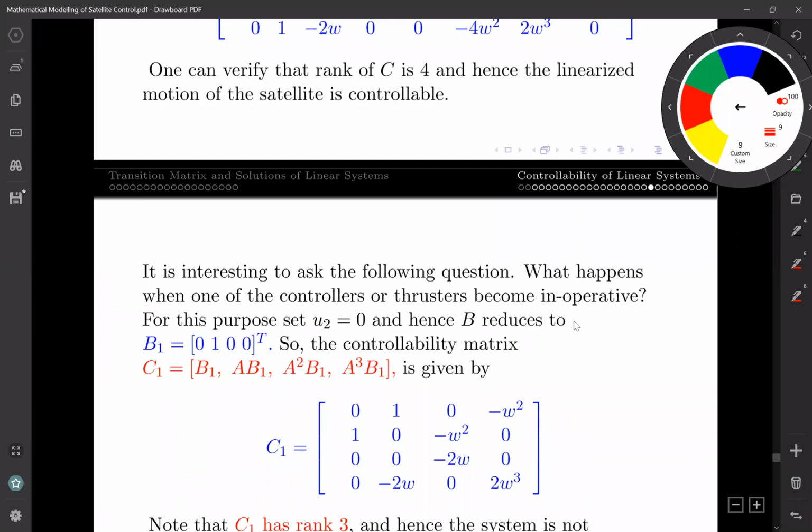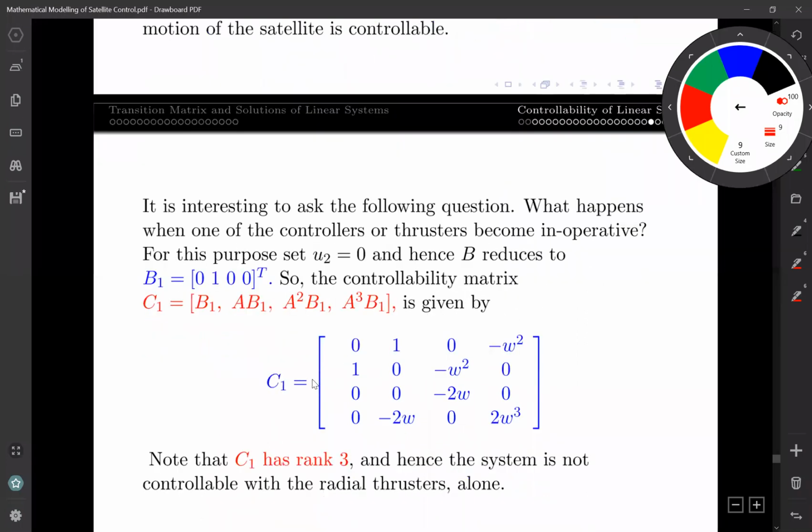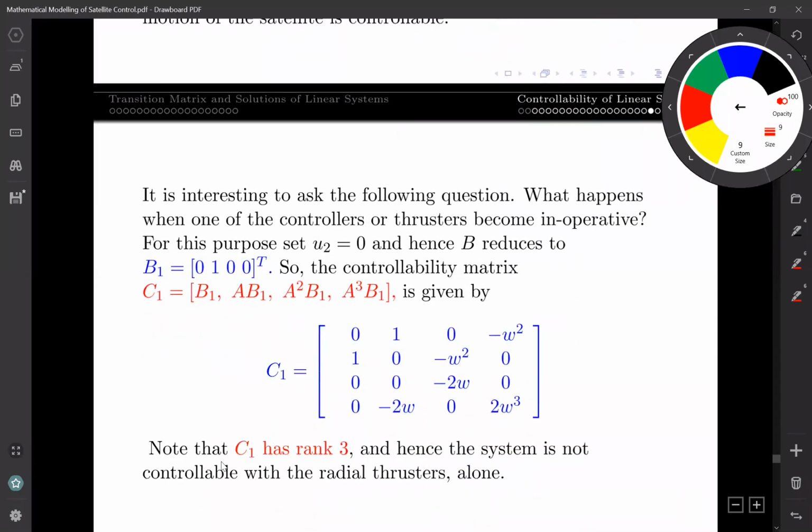Hence, B reduces to that. In that case, if U2 is 0, the B matrix will become a vector. So B reduces to B1 is 0, 1, 0, 0. And so the controllability Kalman's matrix becomes B1, AB1, A squared B1, A cubed B1. And you get the controllability matrix as C1, and the rank is 3.